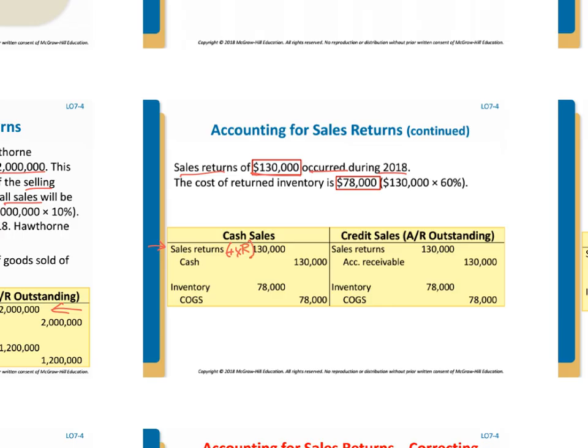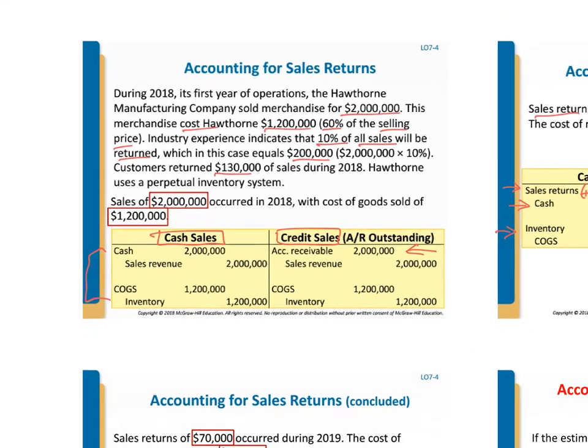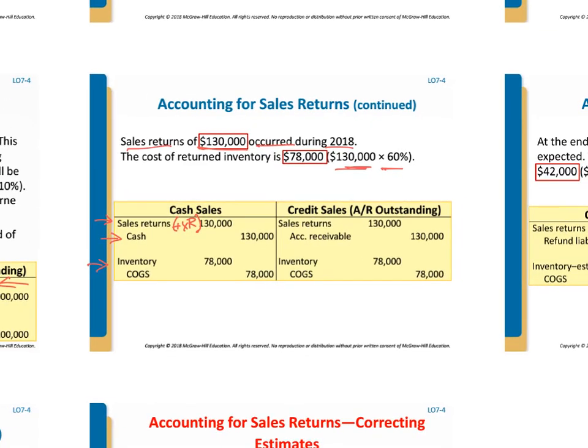Okay, for $130,000, credit the cash to pay that amount back, and then we'll reestablish the inventory. The inventory, remember, was 60% of the sales price, so we'll take the sales price that's returned, multiply by 60%, and that's the amount that we'll debit inventory for, and then credit cost of goods sold, essentially reversing out this previous journal entry. If it was under credit, we'll do something very, very similar.